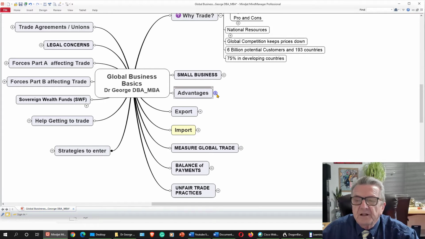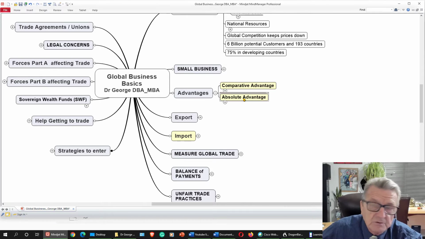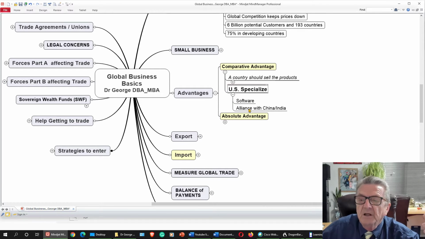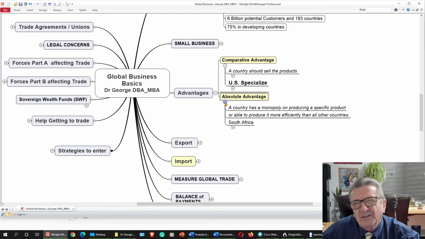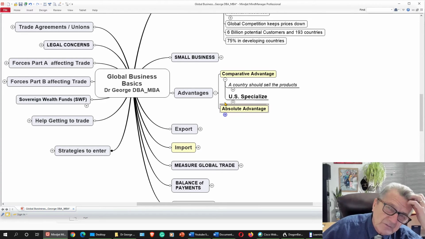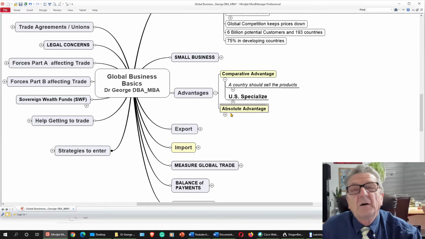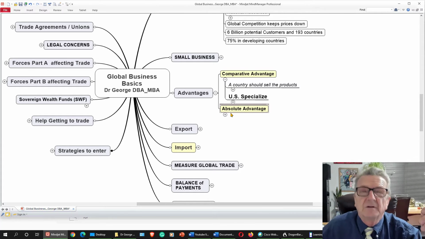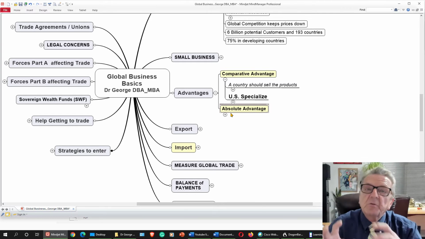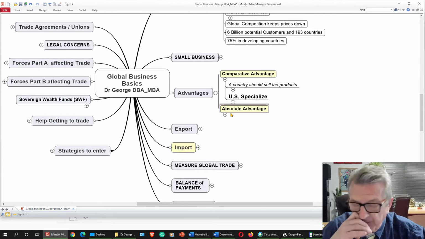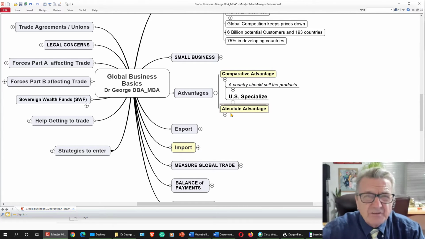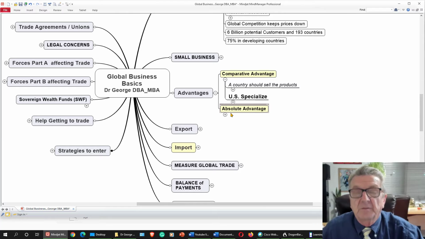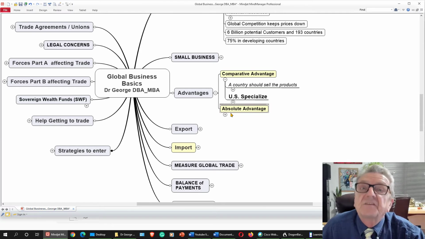All right, so we have that. So you've got your advantages, comparative and absolute. Just real quickly, the U.S. used to specialize. I think it's India now. Absolute, they go South Africa. If I look at manufacturing, for absolute advantage I would look at China for labor. And if I'm looking at robotics, Japan is very robotic, cutting edge. The U.S. is out there, but Japan is really up there. Very close. Same thing with South Korea.